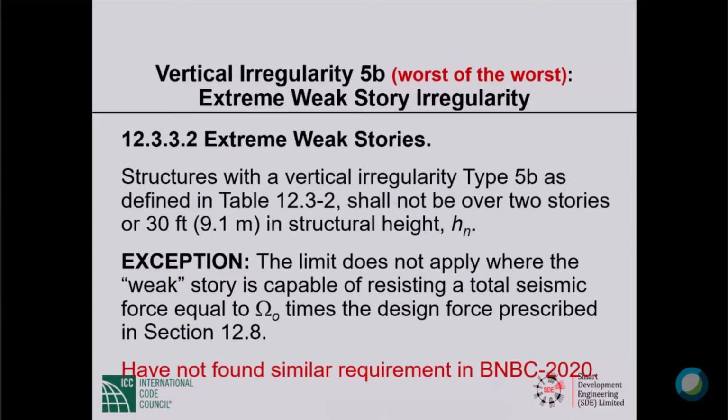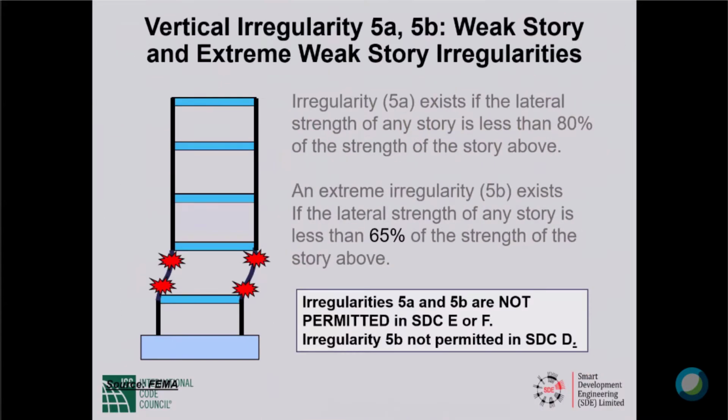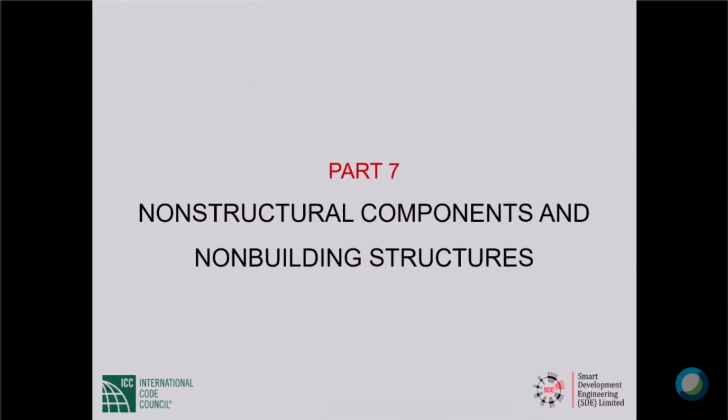The limit does not apply where the weak story is capable of resisting a total seismic force equal to omega sub 0 times the design force described in 12.8. So if you are willing to make the weak story that strong, omega sub 0 times the strength that would otherwise be needed, then the height limit of 9.1 meters does not exist. I have not found a similar requirement in BNBC 2020. This is the FEMA picture of the 5B irregularity. Tells you the same story in a slightly different way, and I need not repeat.